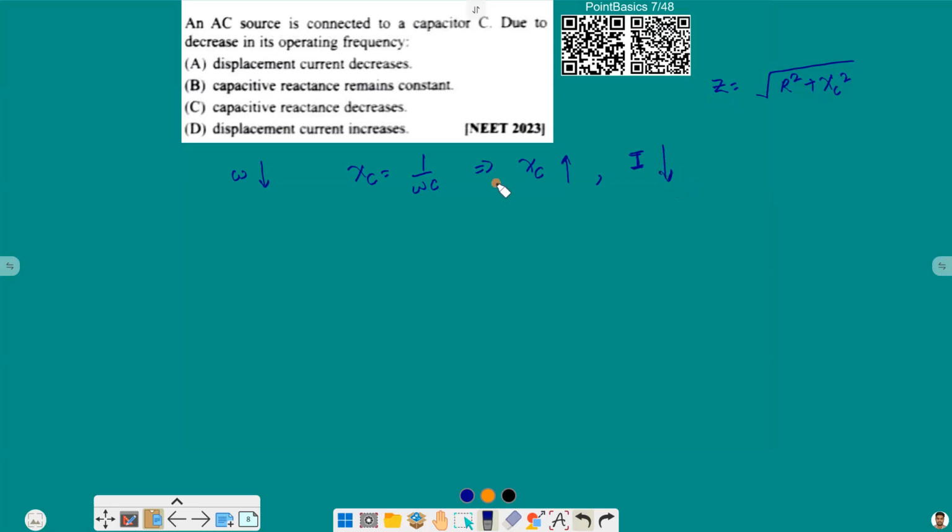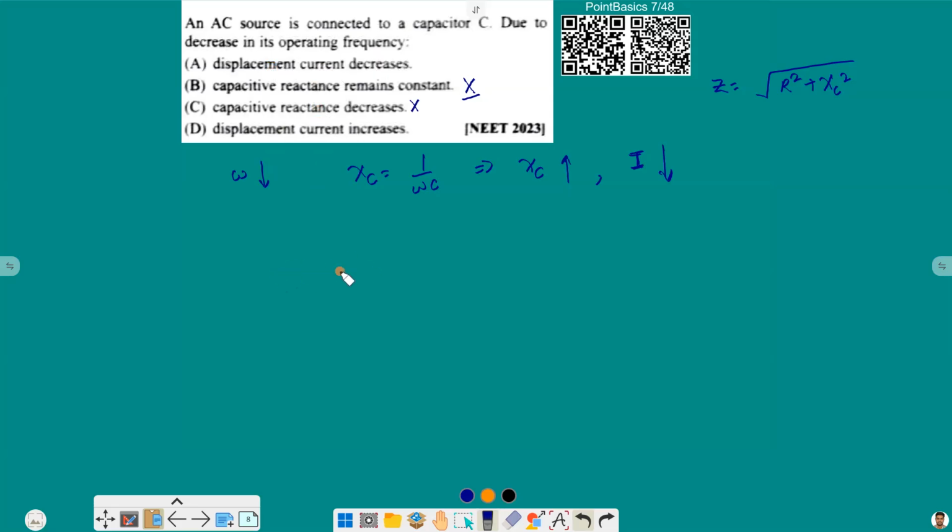So now let's examine the options. In option B, capacitive reactance remains constant, so that is wrong as it is increasing. In C, capacitive reactance decreases, so that is also wrong as XC is increasing. Now displacement current increases and displacement current decreases. These are the two options that we have to find out.